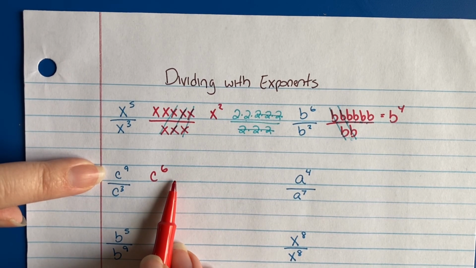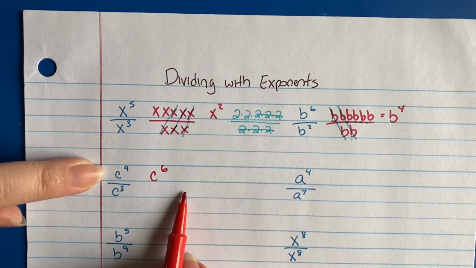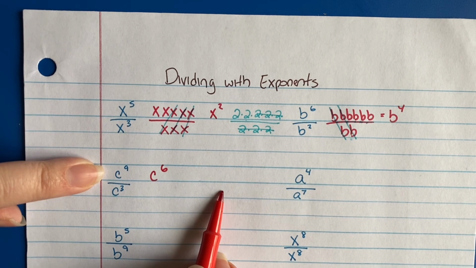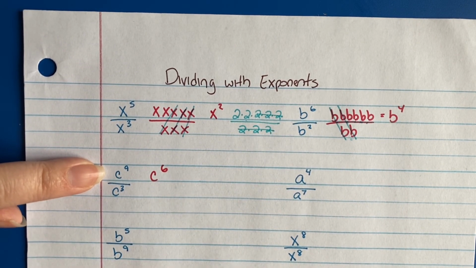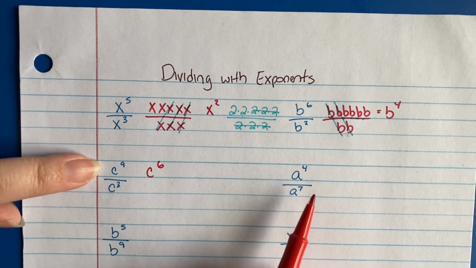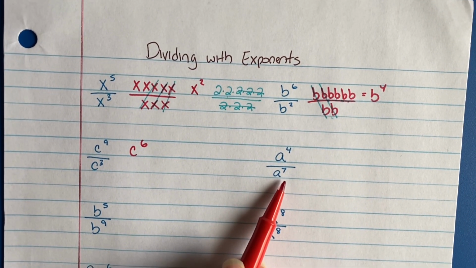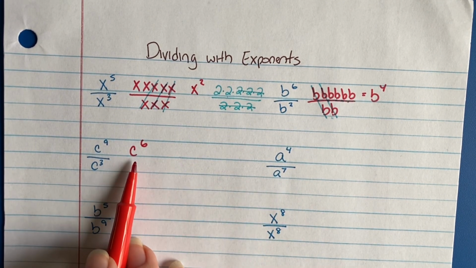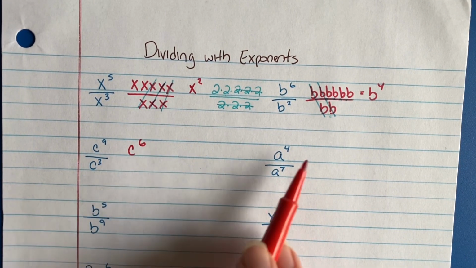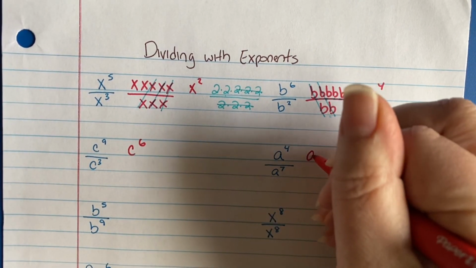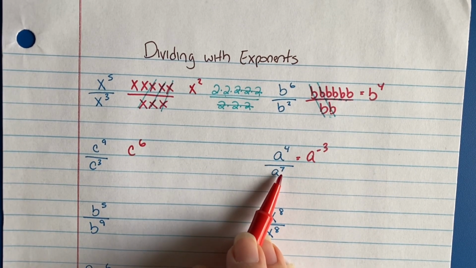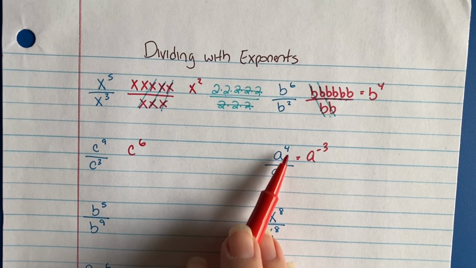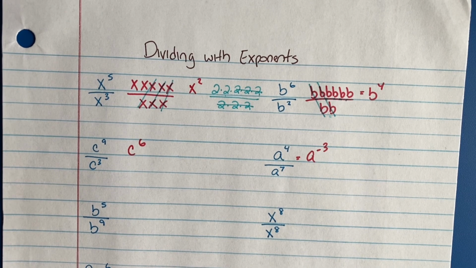Again, there would be 9 c's in the numerator, 3 c's in the denominator, and those 3 c's are going to cancel out with 3 c's from the top, which would leave 6 c's left over in the numerator. What happens, though, if you have something like this? a to the fourth divided by a to the seventh. If we use our little cheat rule here, 4 minus 7 gets us negative 3. Make sure you don't put positive 3 there because it's the numerator's exponent minus the denominator's exponent. So 4 minus 7 would be negative 3.